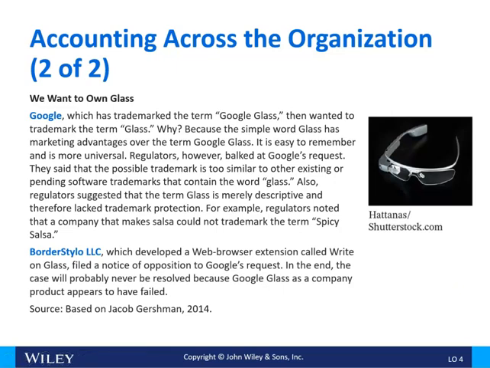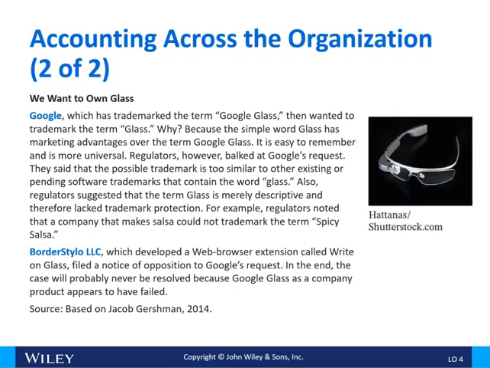Glass. Google trademarked the term Google Glass. Then they tried to trademark the term glass. Why did they do this? Because the simple word glass has marketing advantages over the term Google Glass. It's easy to remember, more universal.